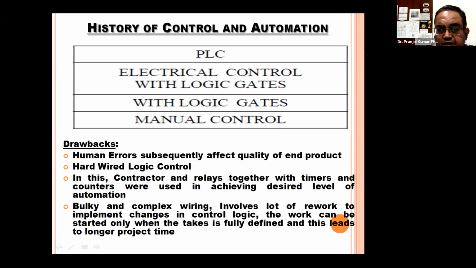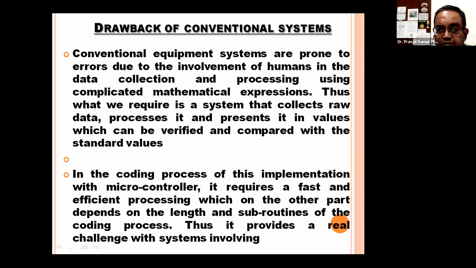DCS, distributed control systems. The drawbacks of manual control were human errors and hardwired logic controls. In this, contact relays together with timers and counters were used to achieve the desired level of automation, and bulky and complex wiring was involved, requiring a lot of rework to implement any changes in the control logic, and work could be started only when the logic was fully defined. So these are the drawbacks of the conventional systems. They are prone to human errors, and in the coding process of this implementation, the microcontroller requires fast and efficient processing, which on the other hand depends on the length and subroutines of the coding process.